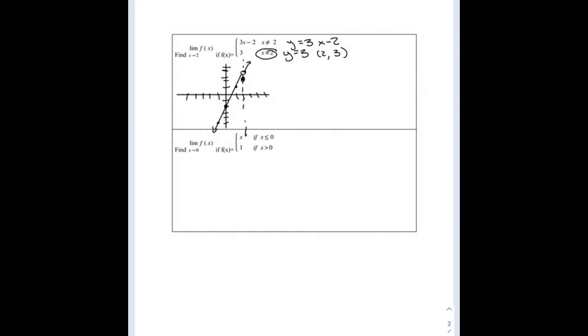So again, we're coming from the left side and the right side. The point doesn't have a left or a right side. It's just a point. So that means we're going to look at our linear line. So coming from the left side, as we get to x equals 2, because that's what we're trying to find the limit of, the y value is 4. So the left equals 4.